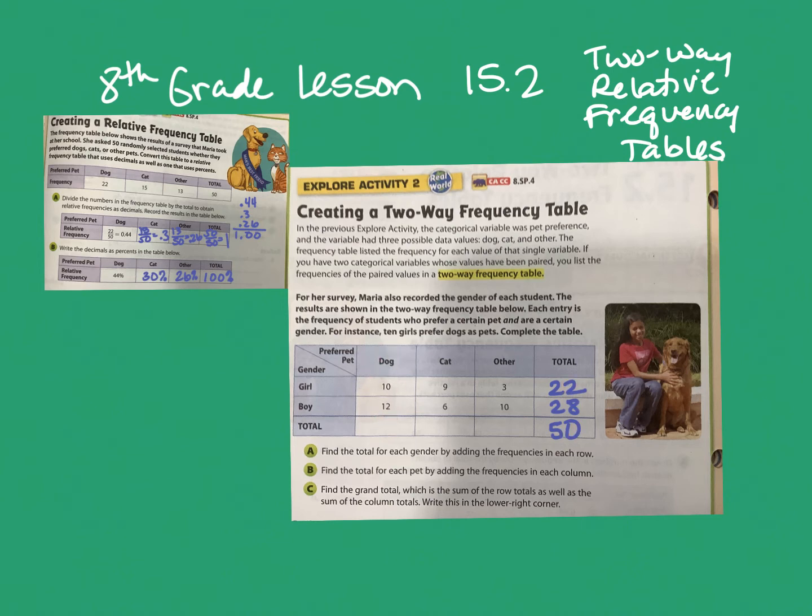How many of the students liked dogs? 22. This is going to look much like the row up here. How many of all the students liked cats? 15. We had that up here. How many of them liked something else? 13. And so now we have a two-way frequency table in terms of now we're not just talking about what all 50 students liked in preference to pets. But we've also got the preference to pets compared with how many of those were girls, how many of those were boys. Two pieces of data put together into a two-way frequency table.